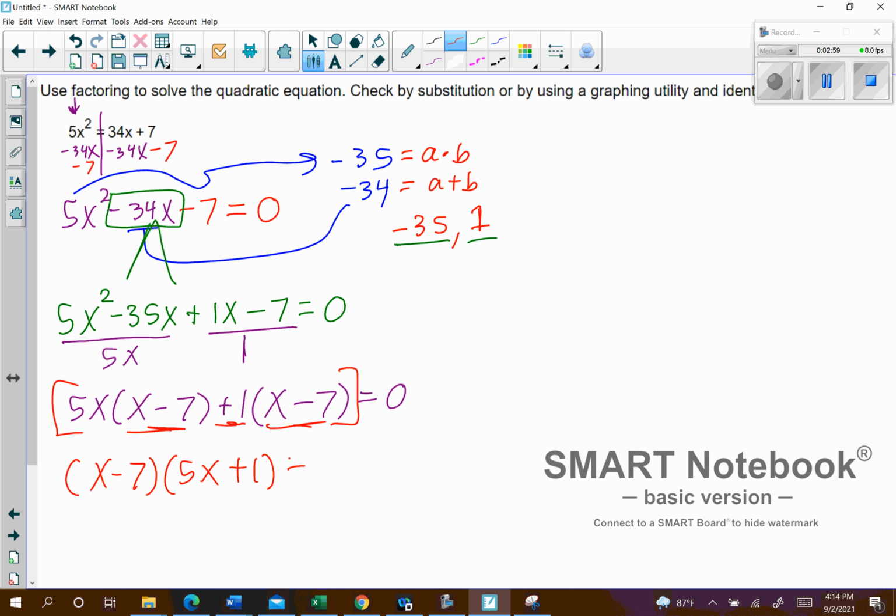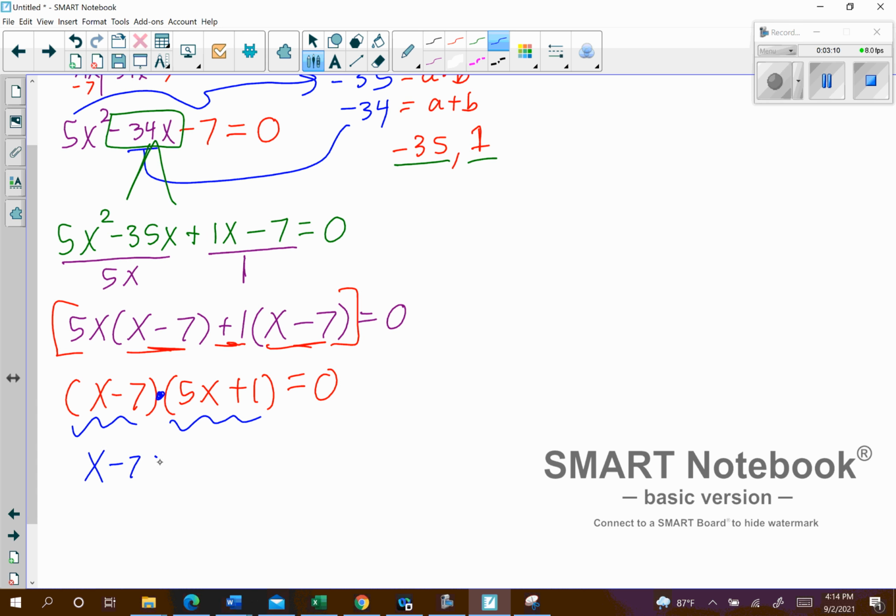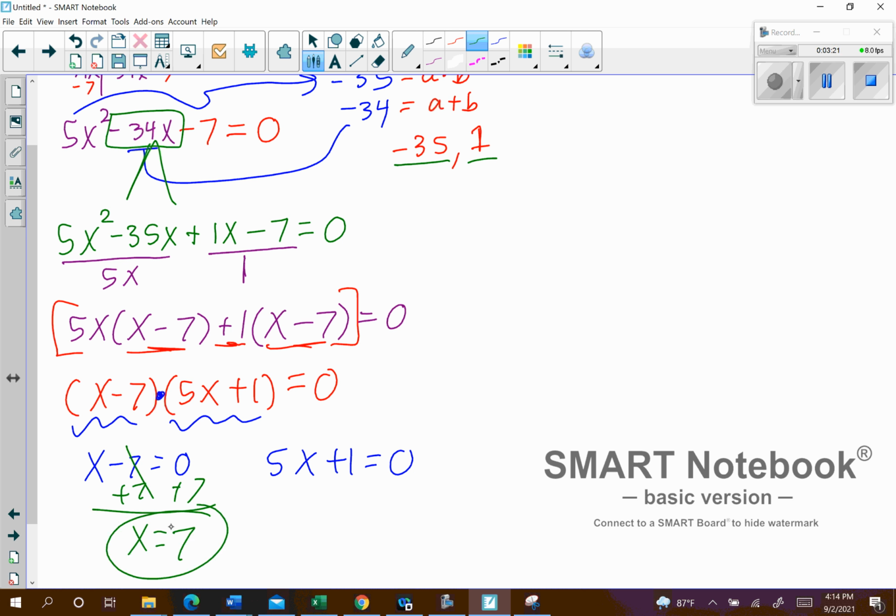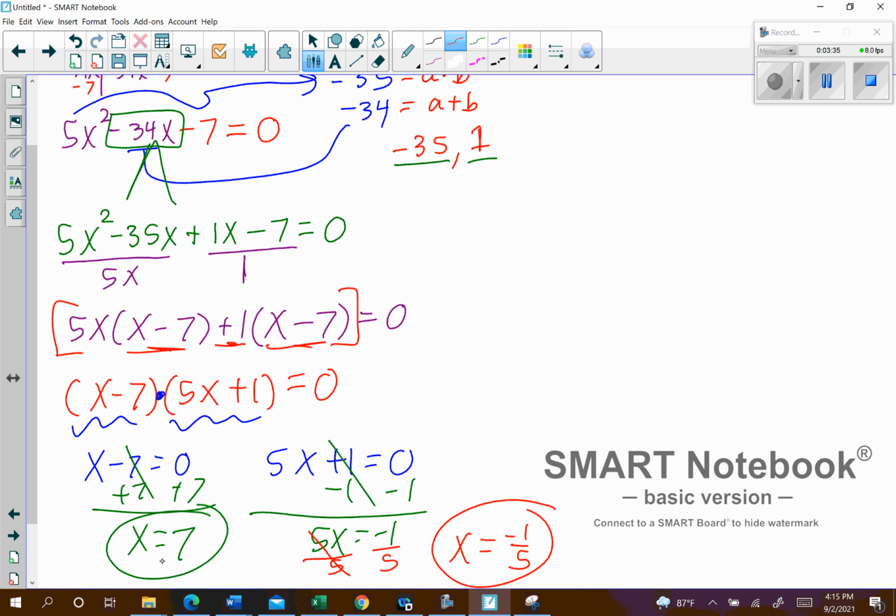All right, so the last part we're going to do here is take those factors, set them equal to 0, and solve. Because, see, multiplying them together, if either one of them were to equal 0, the whole thing ends up going to 0. So we set each one equal to 0. First one's pretty easy. We add 7 to both sides, and so we get x equals 7. That's one of our answers. And then on the other one, we'll subtract 1 and divide by 5, and that'll give us x equals negative 1/5. So those are our two answers, positive 7 and negative 1/5.